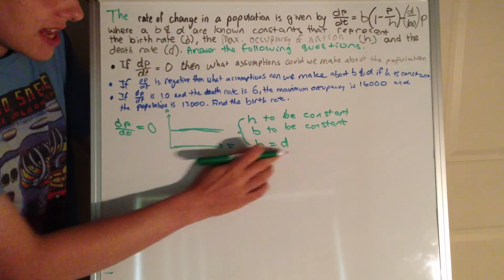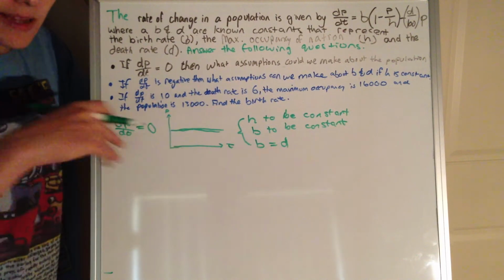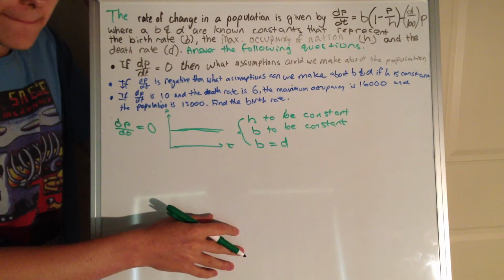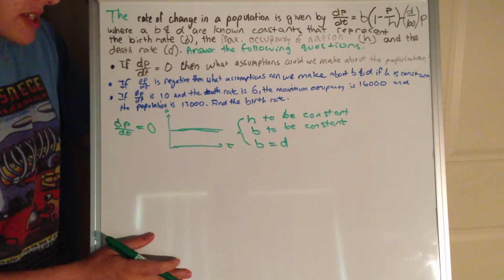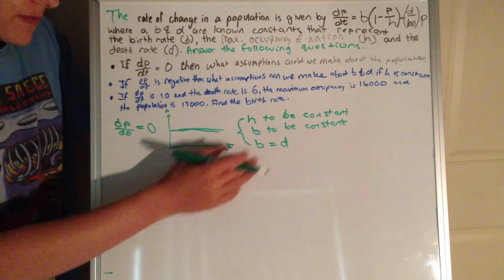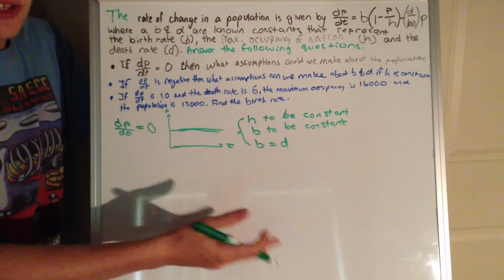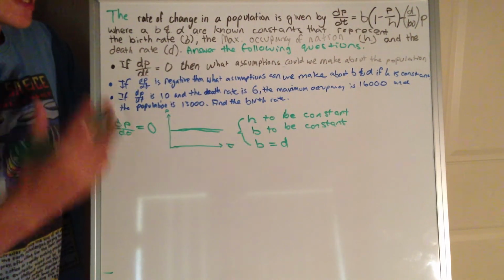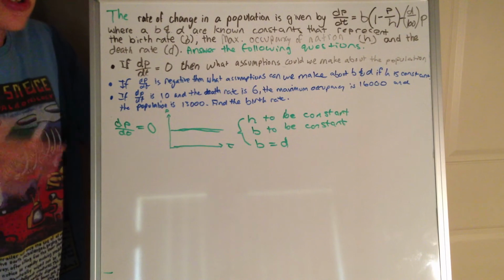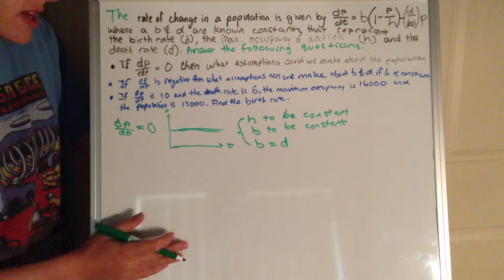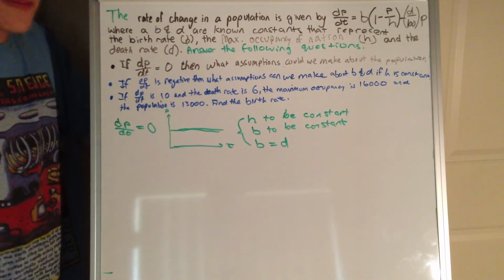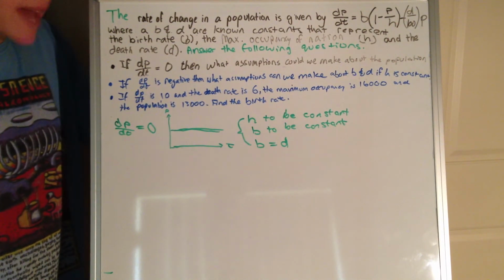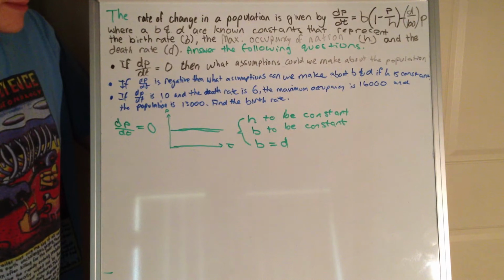So if b equals d, then births and deaths are the same. And if h is constant, then the maximum occupancy is the same. And if b is constant, then d is constant, because they're both the same. So we end up having no change and just a constant thing throughout it. So say the birth rate was 3 and the death rate was 3, then obviously for every birth there would be a death, so it would balance it out.